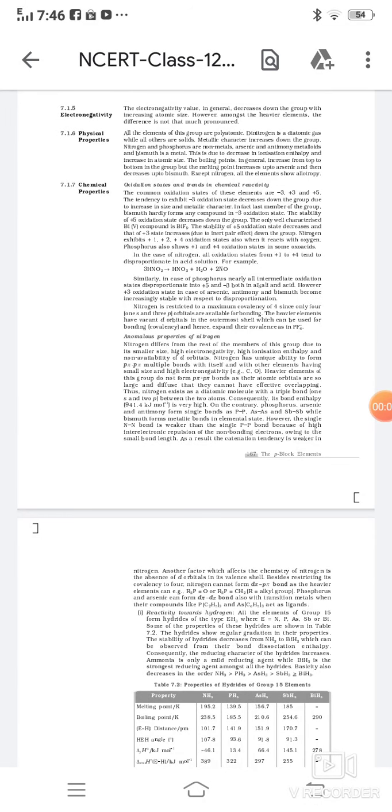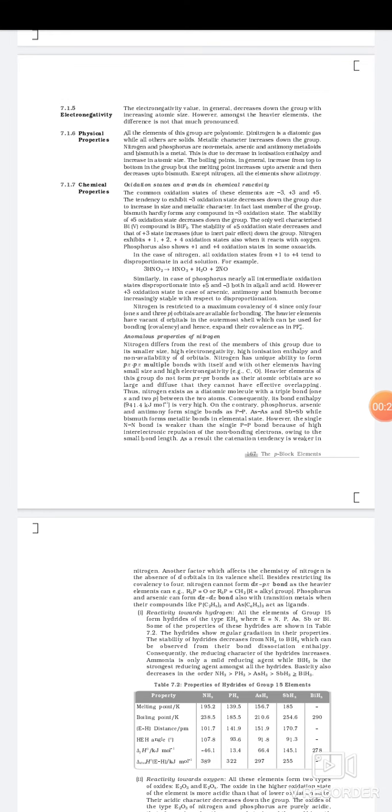Dear students, these are the chemical properties of p-block elements, of which the first is oxidation state and trends in chemical reactivity. The common oxidation states of these elements are -3, +3 and +5. The tendency to exhibit the -3 oxidation state decreases down the group due to increase in size and metallic character. In fact, the last member of the group, bismuth, hardly forms any compound in the -3 oxidation state.